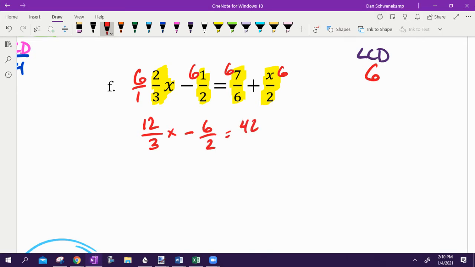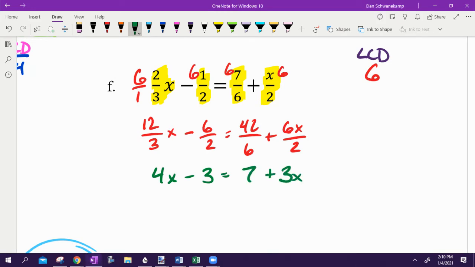42. 6 times 7, that's 42, over 6. And then 6x over 2. Once I've multiplied that out, now I can reduce. 12 divided by 3, that's 4. 6 divided by 2, that's 3. 42 divided by 6, it's 7. 6 divided by 2, it's 3.